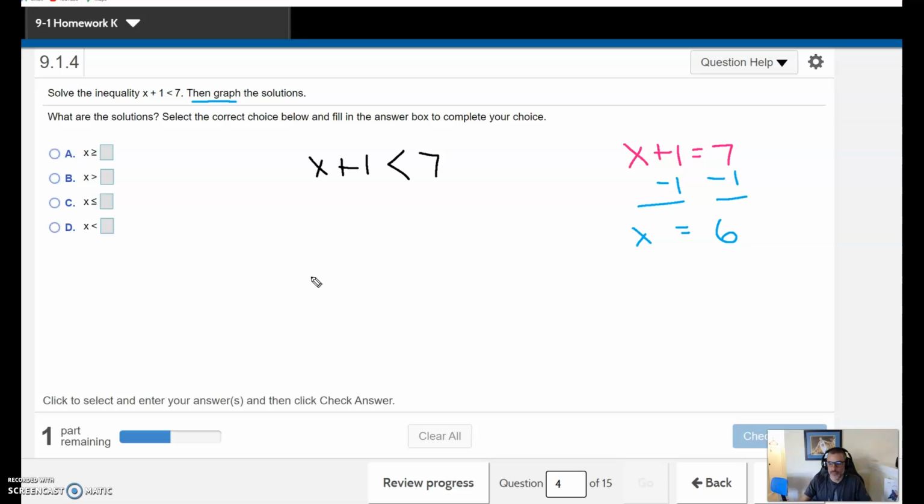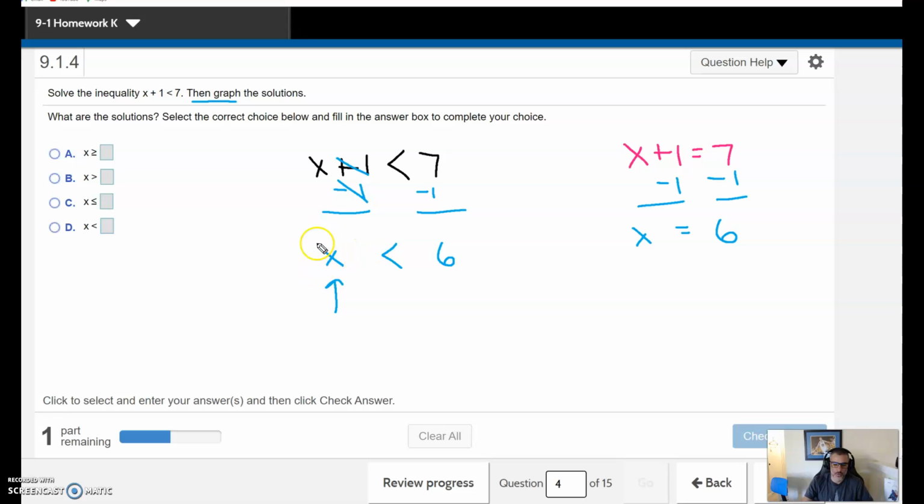All right, so here's what we do. We do, in fact, solve it exactly the same way we solved this one. Since I'm adding 1 to both sides, I'm going to subtract 1 from both sides. Those cancel, and we get x is less than 6. And what this says is that x can be any number that is less than 6, right? But it can't be 6, because 6 plus 1 would be 7, and I would need the line underneath.